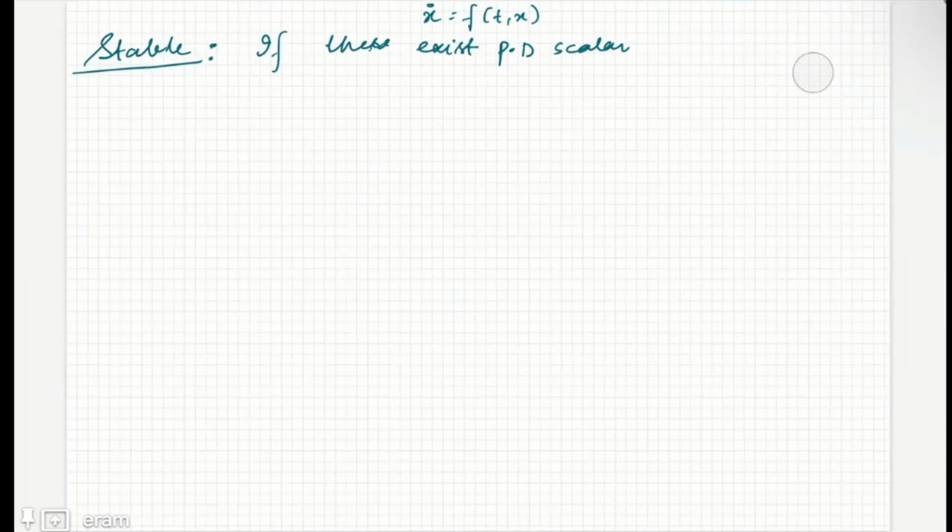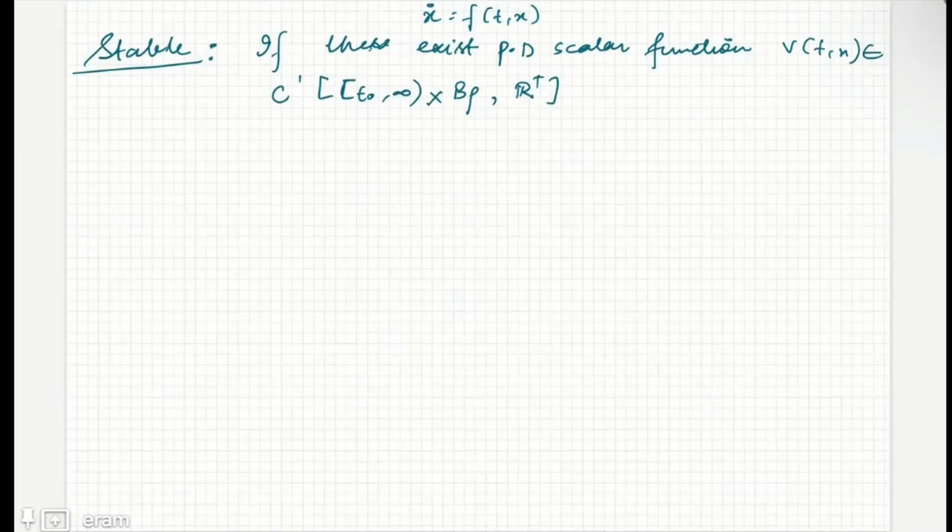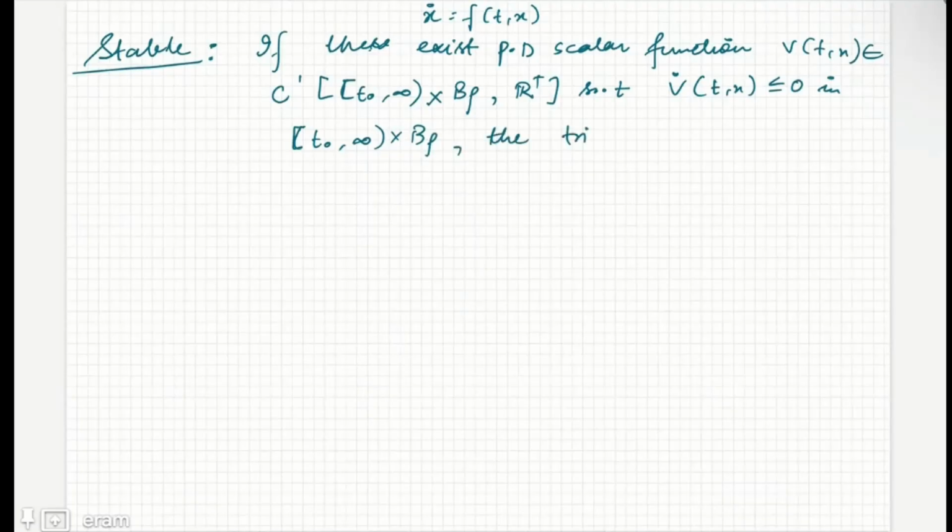so let's write it clearly, a positive scalar function V(t, x), and this V(t, x) belongs to continuously differentiable functions defined on the domain t0 to infinity and neighborhood B_rho, and maps to R plus, such that the derivative V dot is less than or equal to 0 on the interval and in the domain B_rho. Then we call the trivial solution to be stable.